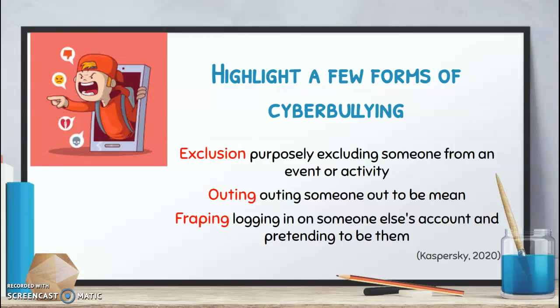Exclusion, that's purposely excluding someone from an event or an activity. So if you were forming a party and you purposely did not invite somebody from your class, trying to make sure the other ones don't want to be friends with them, that would be part of the exclusion of cyberbullying. Outing, outing someone to be mean. So if you know a secret of one of your friends and you put it out there just to be mean, that would be part of the outing. And then fraping. Fraping's a word you probably have never heard before. Sounds like vaping, but it's fraping. It's logging into someone else's account and pretending to be them.